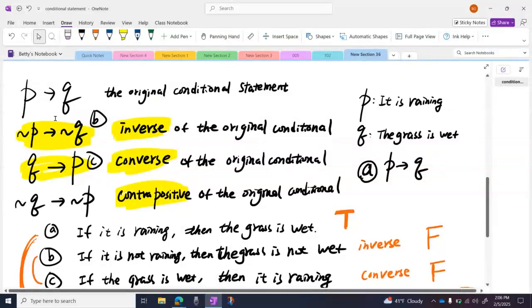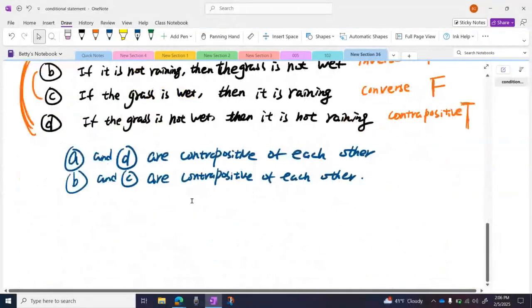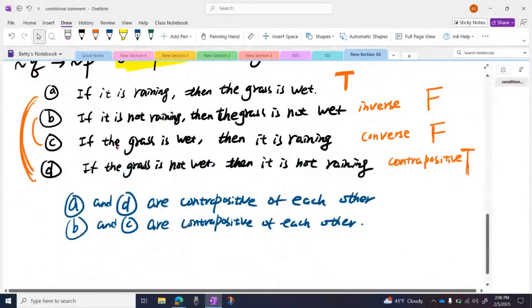As you can see, the order of the two pieces is swapped, right? P is on the left in B, but in C, P is on the right. Q is on the right in B, but on the left in C. And also, B has both pieces negated, while in C they do not have the negation. So B and C are contrapositive. That's why B and C always have the same truth values. They mean the same thing logically. All right, I hope this explanation is clear.